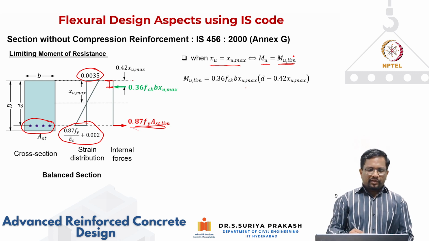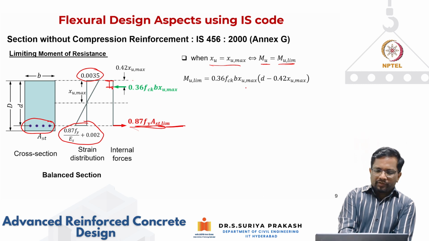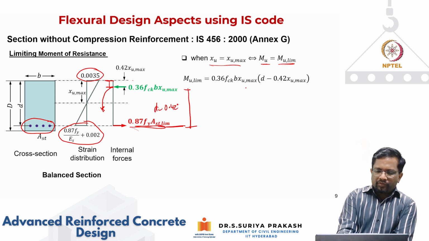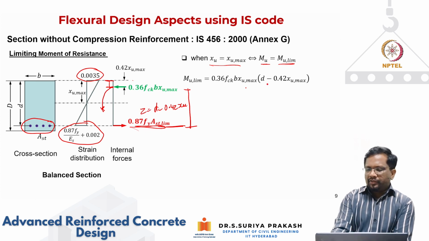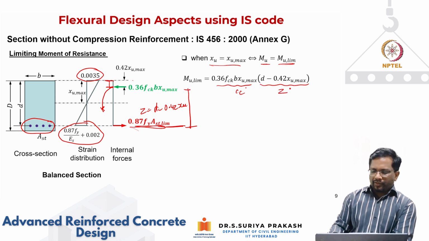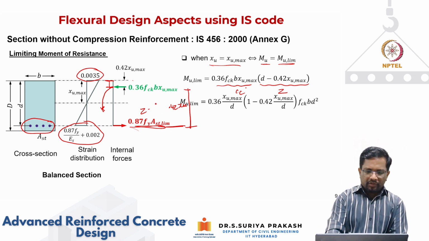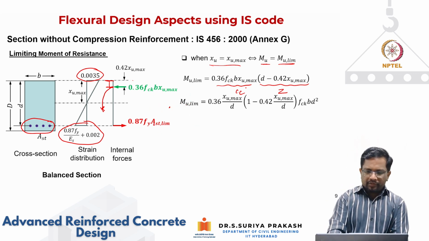So let's calculate now. If I'm taking moment about this point, this force is going to act. So what would be this lever arm? This lever arm is nothing but D minus 0.42 Xu. In this case, Xu is Xu max. So the lever arm is this. So that is why we got the lever arm here, and this is your Cc. Cc times your Z, so you get your moment of resistance. So let me erase this for better clarity.